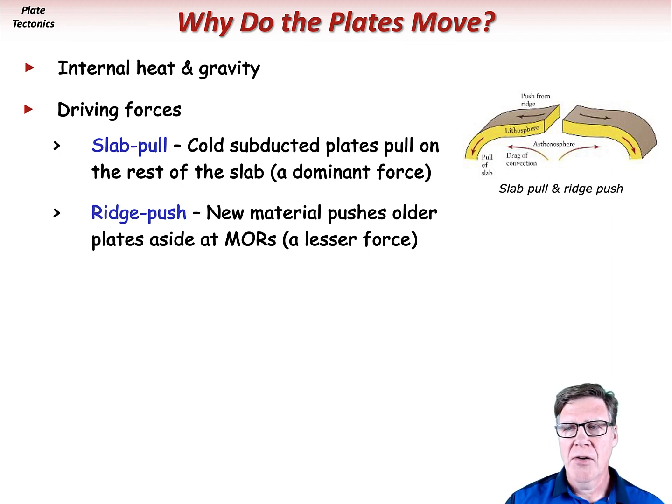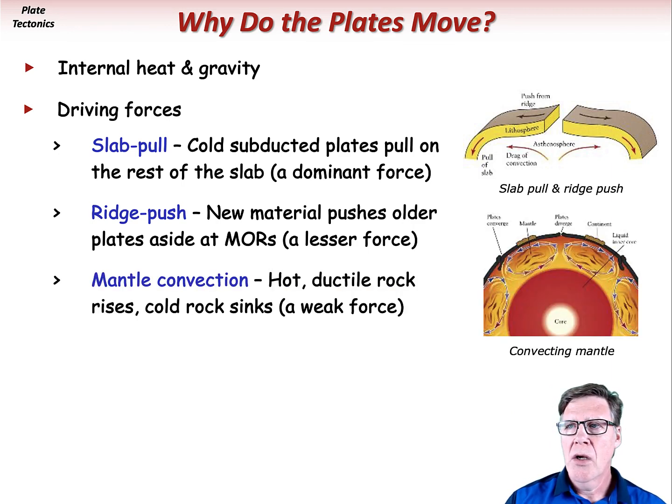Mantle convection describes the movement of rock and heat within the mantle, where hot ductile mantle rock rises and cold mantle rock sinks. It seems likely that there is a connection between mantle convection and plate movement, but it's not easily defined. There are different models of mantle convection, and it's still being worked out.